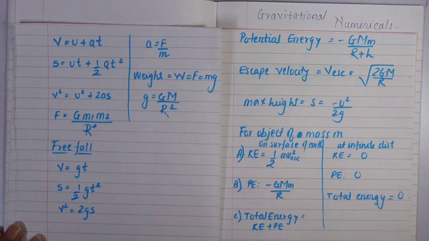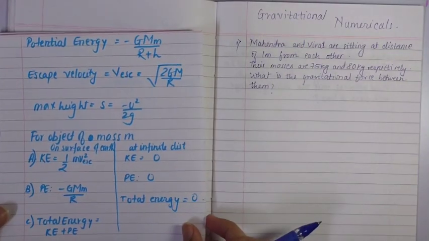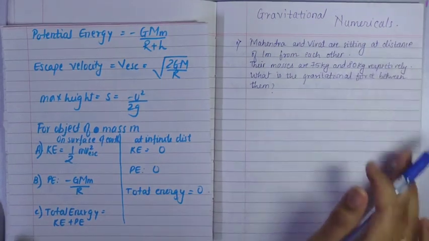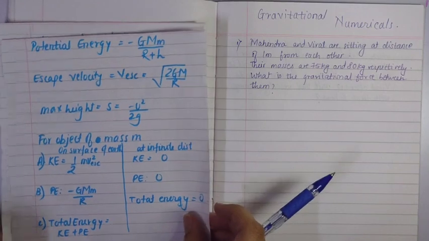Okay, so let's start. The first solved example given in your textbook says: Mahendra and Virat are sitting at a distance of 1 meter from each other. Their masses are 75 kg and 80 kg respectively. What is the gravitational force between them?